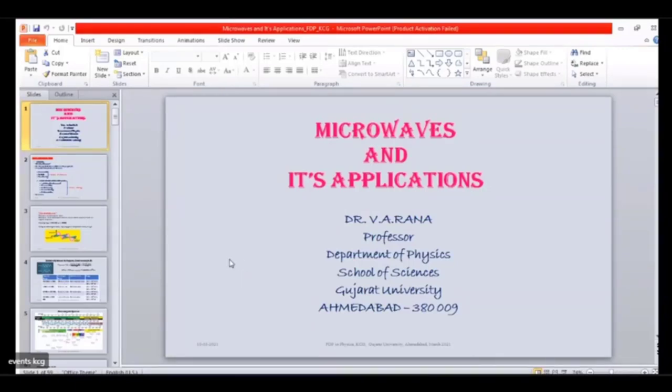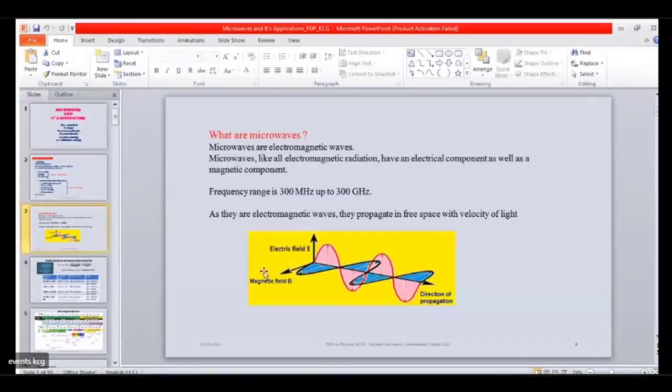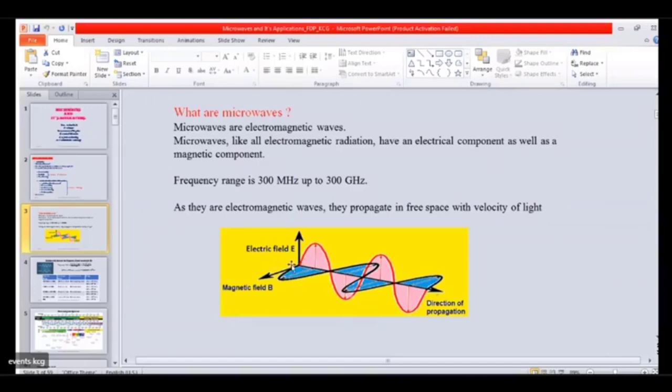Not only that, from Maxwell's theory, we know that electromagnetic waves propagate in the medium or in free space. So that direction of propagation is perpendicular to the variations of electric field and magnetic field. In this sense, electromagnetic radiations are transverse electromagnetic waves. In short, we call them TEM waves, transverse electromagnetic.